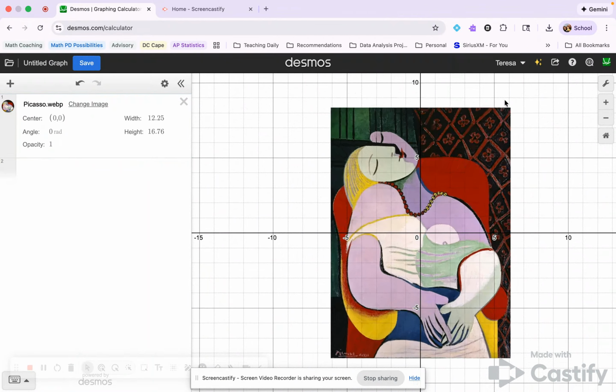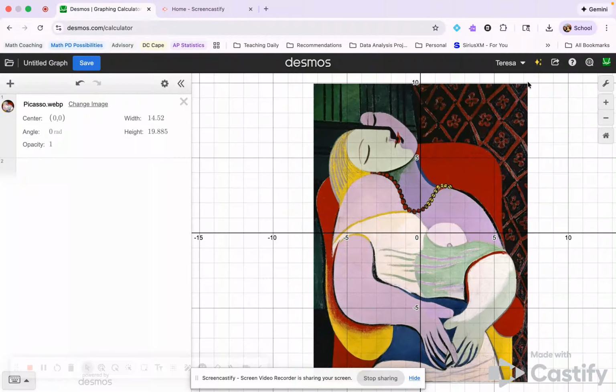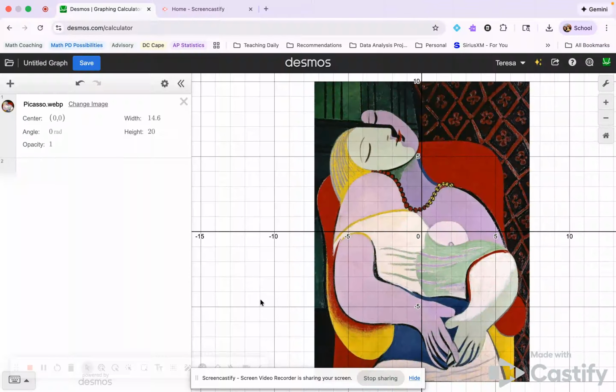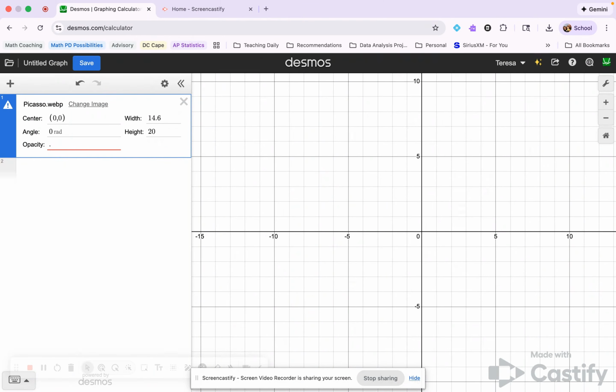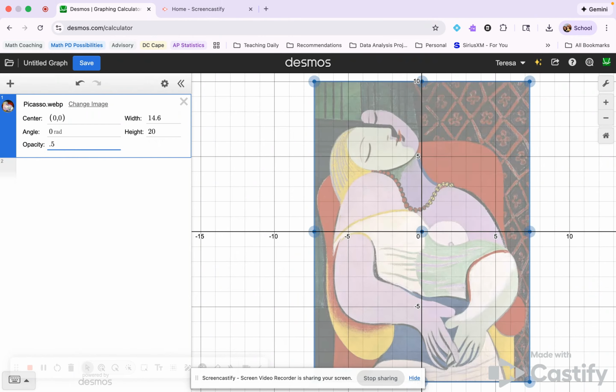I actually want it to be up to the 10, so like plus 10 and minus 10 there. And then the opacity here is actually a percent, but in its decimal form. So right now it's 100% opacity, which means it's as dark as it can get. But I want to be able to see through this a little bit more. So I'm actually going to put it at 50% by changing opacity to 0.5.